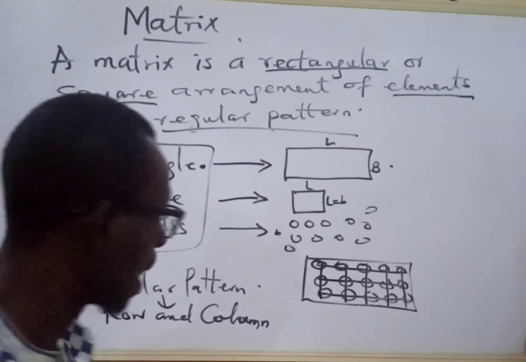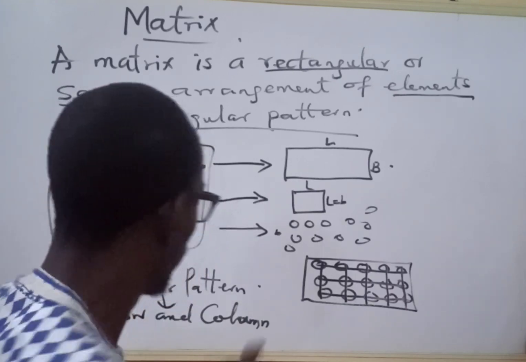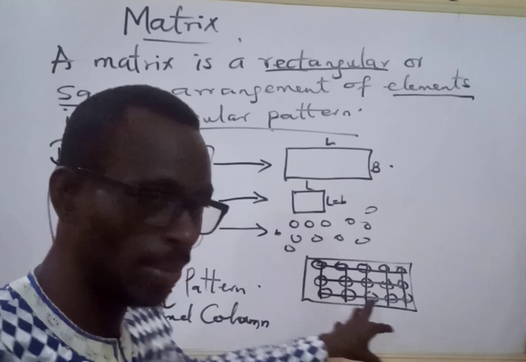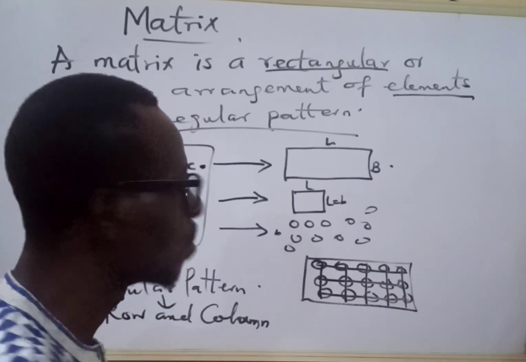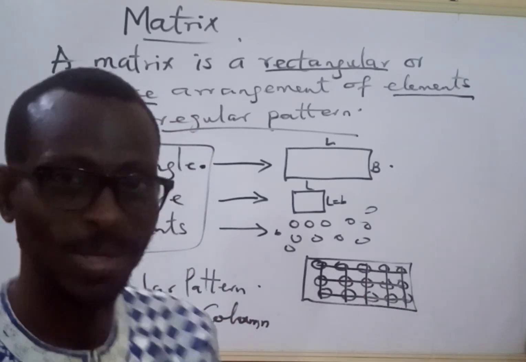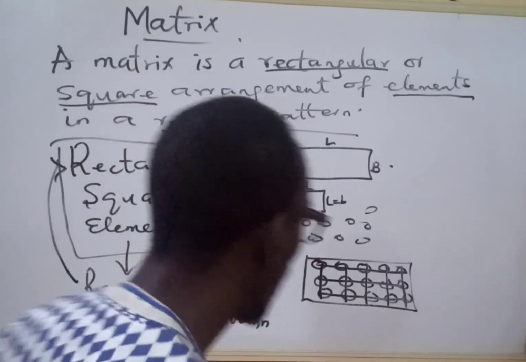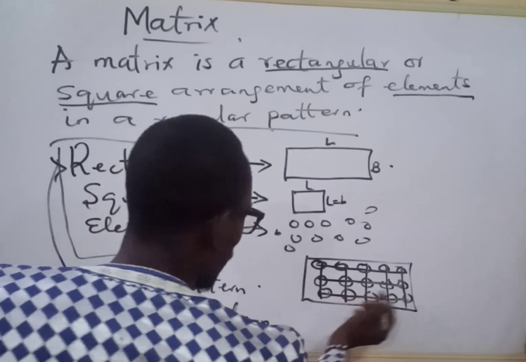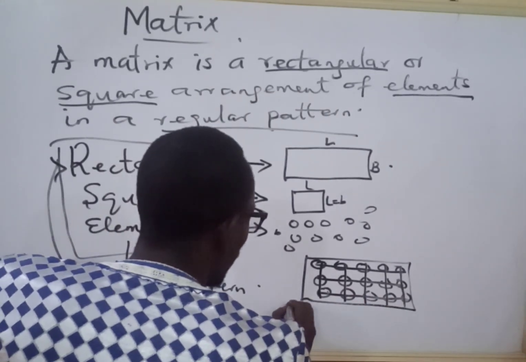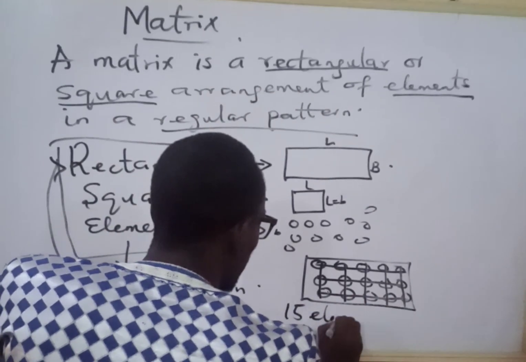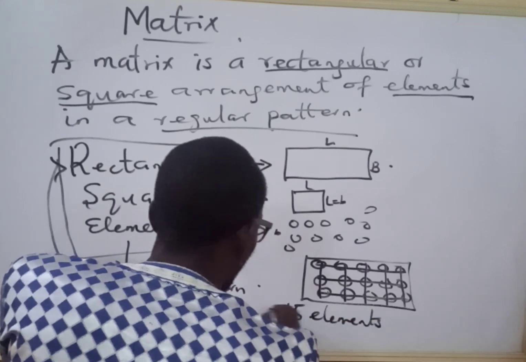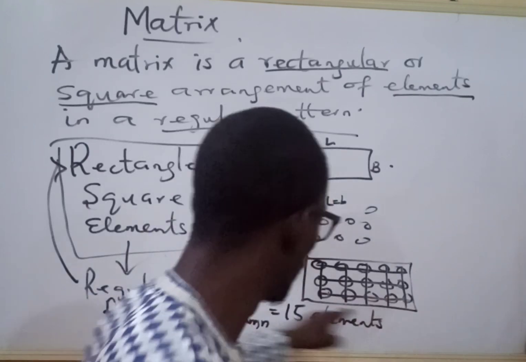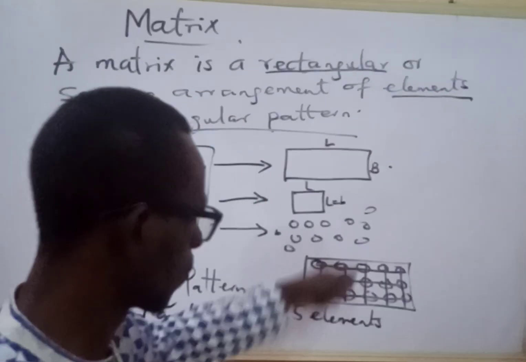For us to understand the number of elements in a matrix, we have to multiply the number of rows by the number of columns. At this point, you have the number of rows to be 1, 2, 3, and the number of columns to be 1, 2, 3, 4, 5. You have 15 elements. We do not need to count one by one. You have the first row, second row, third row, and the first, second, third, fourth, fifth column.